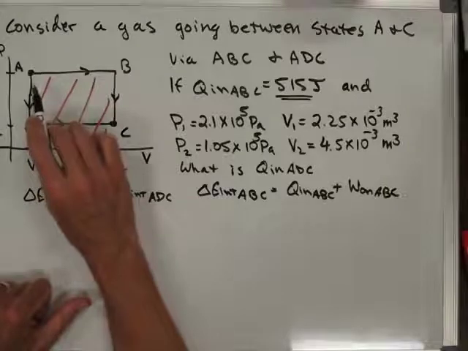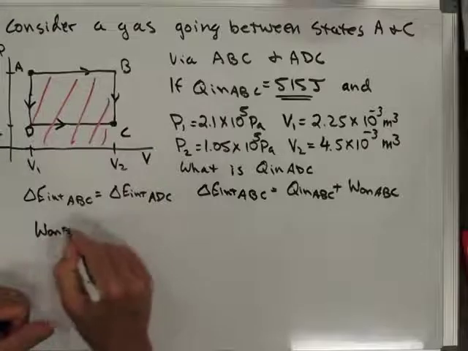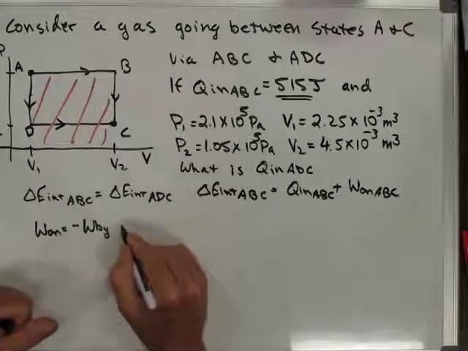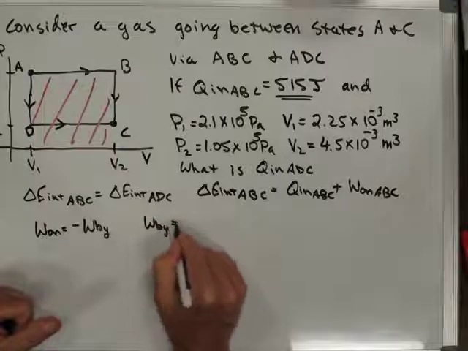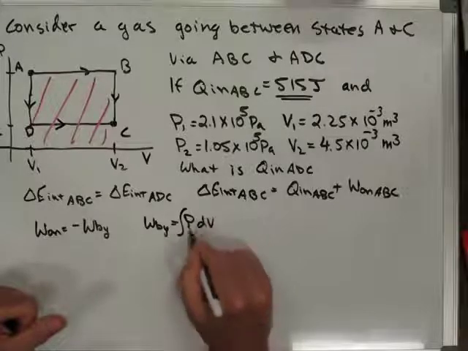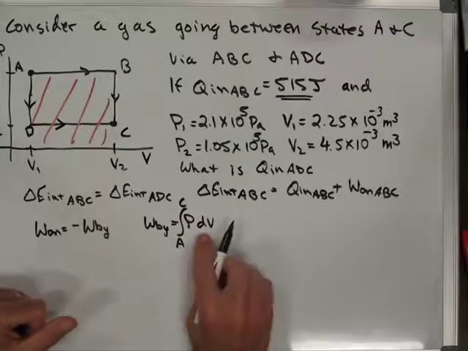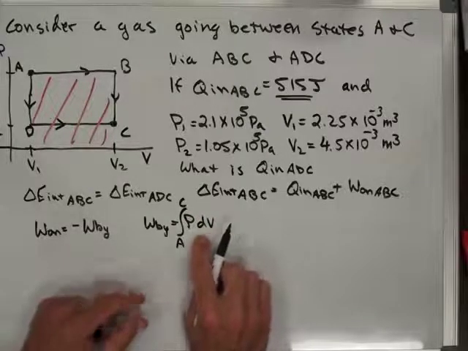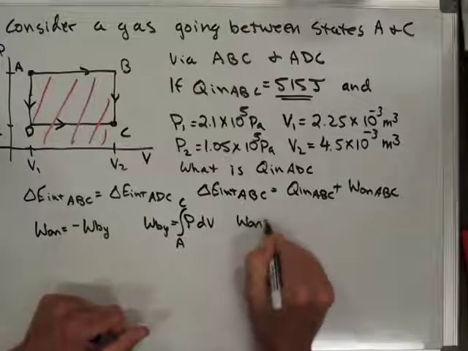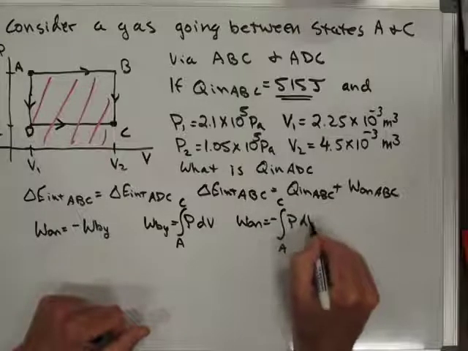And there are a couple things to notice. First of all, the work on a gas is equal to minus the work by the gas, right? And the work by the gas is equal to the integral of the pressure dV going from one point to another point. When the volume is increasing, a gas is doing work. So we could also say, work on is equal to minus the integral from A to C of P dV.